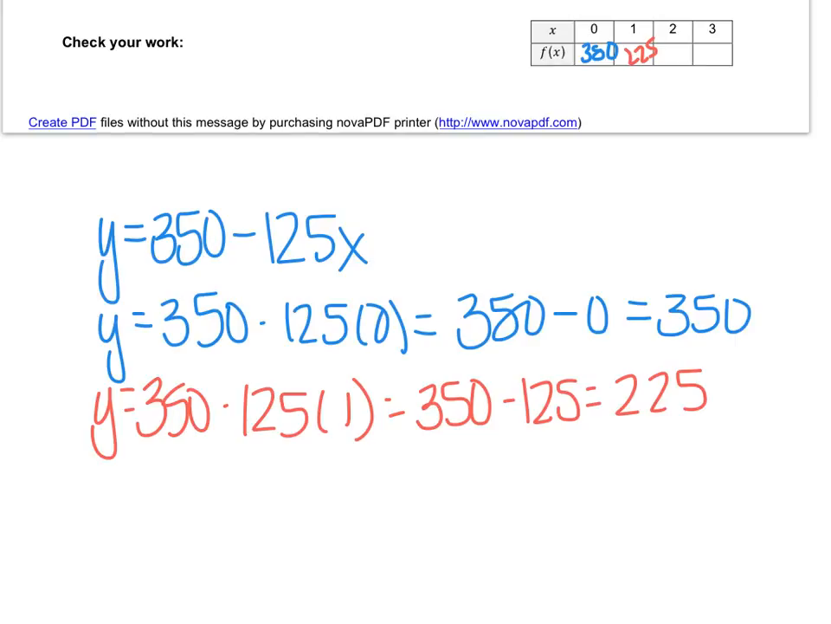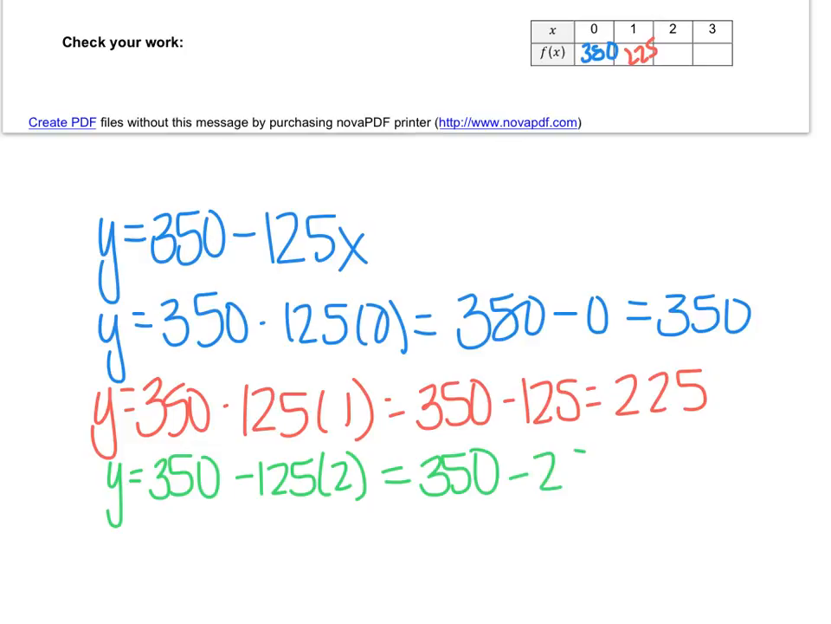Then if I plug in the next value, 2 hours, that'll be y equals 350 minus 125 times 2. And that's going to be 350 minus 250, which is going to be 100. So after 2 hours, we are 100 miles from home.